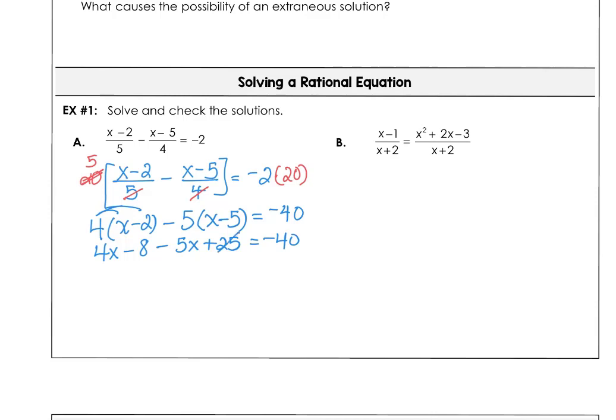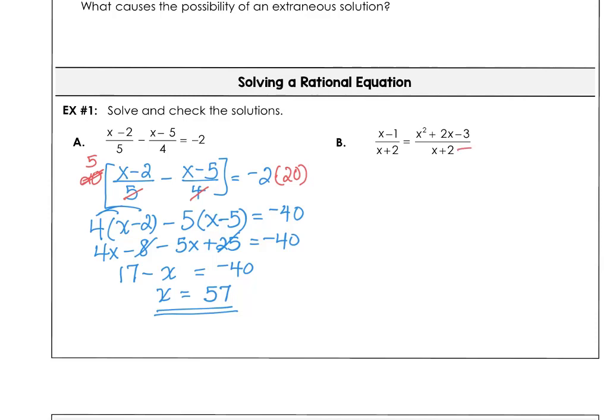Using the distributive property, 4x minus 8 minus 5x plus 25 equals negative 40. So 25 minus 8 is 17, and 4 minus 5 is negative 1. And if we move the x to the other side and the 40 to the left side, we have x is equal to 57. To save time, I'm not going to substitute back in. We don't want the video to run really long.